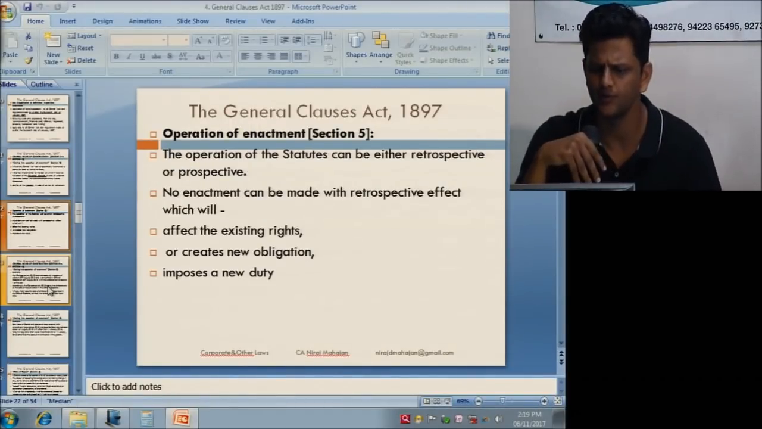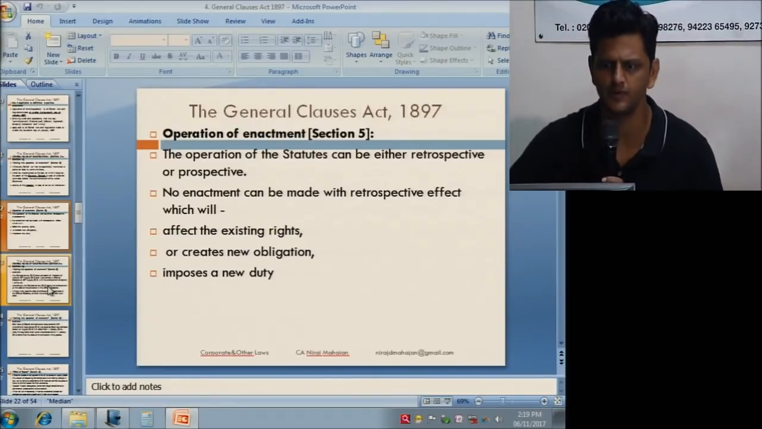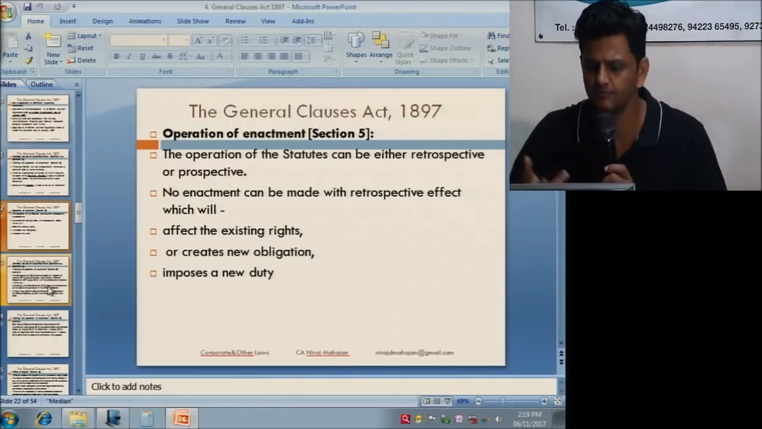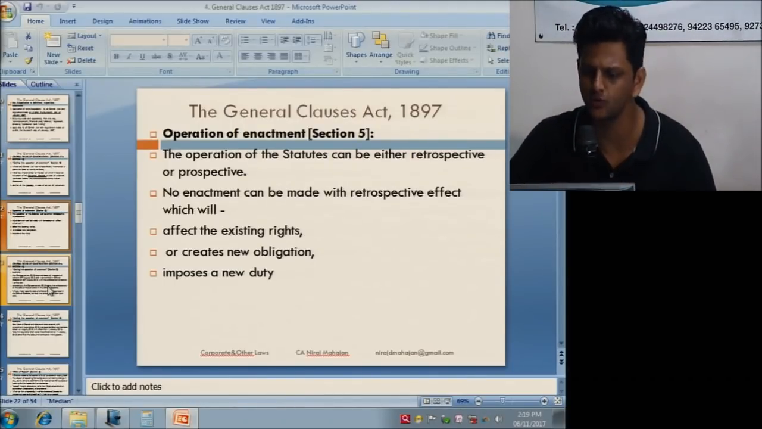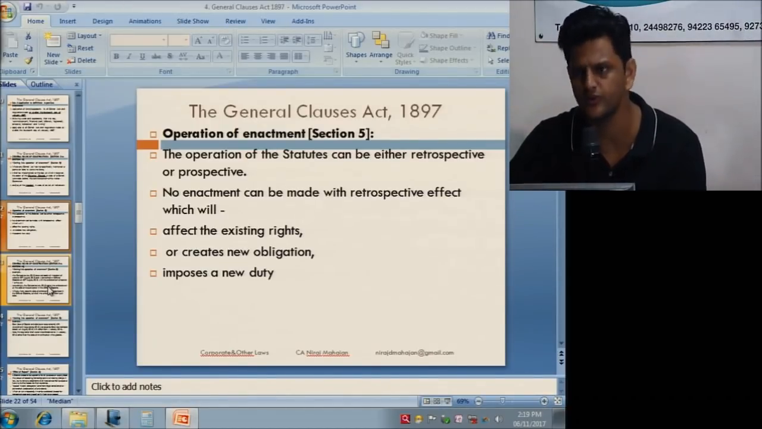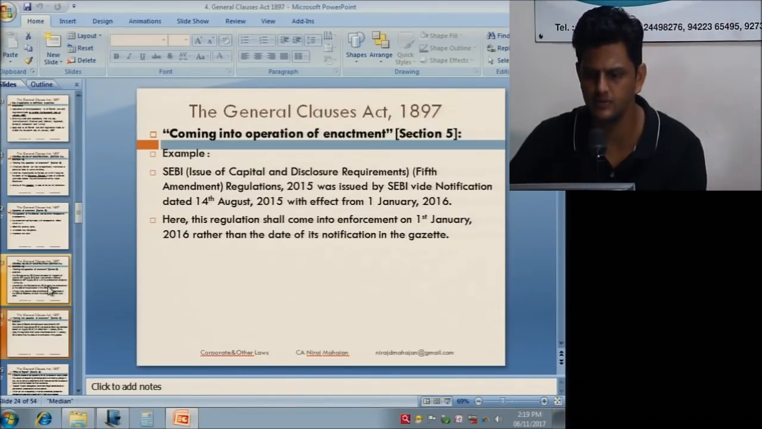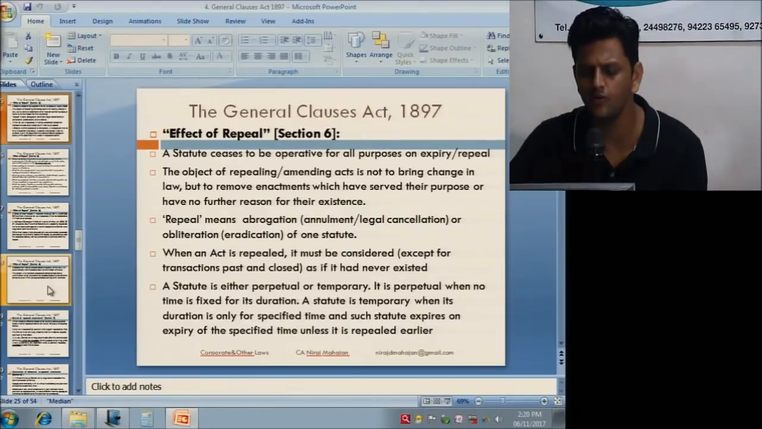Operation of enactment. The operation of statutes can either be retrospective or prospective. Retrospective means from the beginning or from the past. Prospective means from the future. So any act should not be retrospective which affects existing rights or creates new liability, obligations or imposes new duties. Same thing, correct? As far as possible. These are examples. Effect of repeal. What do you mean by repeal? Repeal means abrogation. What do you mean by abrogation? Annulment, or basically cancellation or obliteration. Obliteration means eradication. That means removal of a statute.